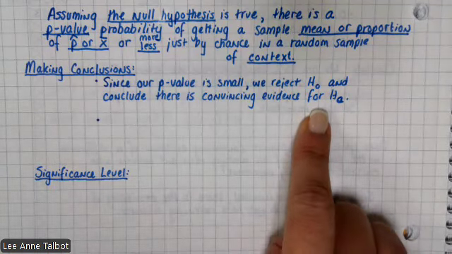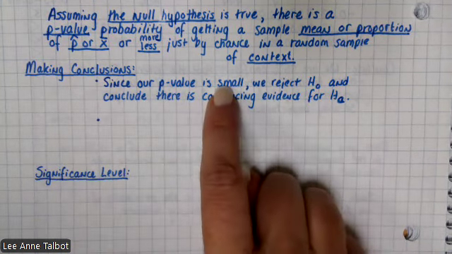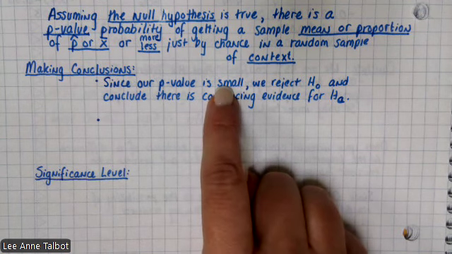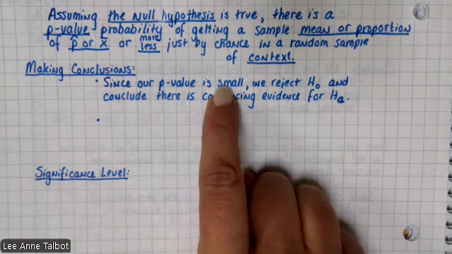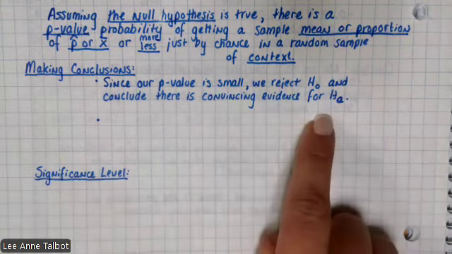Let me relate this to a court case. There's a really small chance that a knife with blood on it would be laying on your floor. So we reject your innocence and conclude that you're guilty.